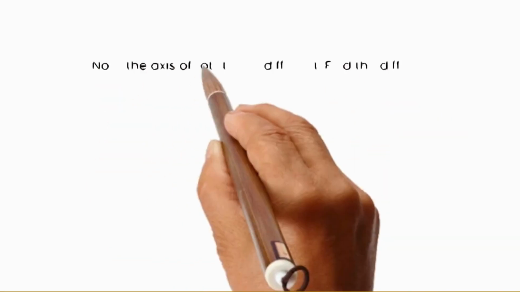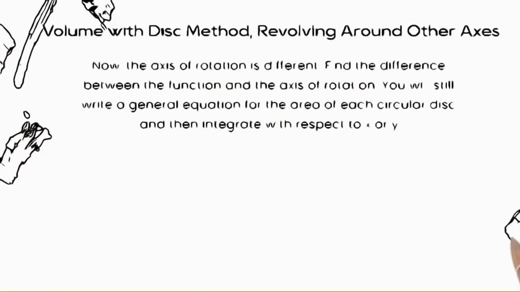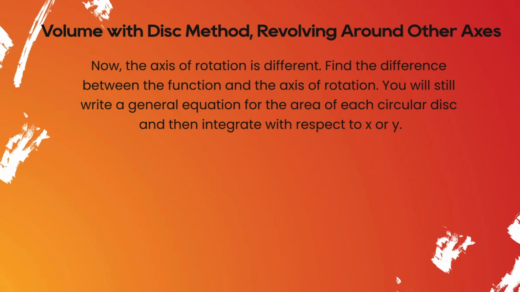Now sometimes the axis of rotation is different. It's not always going to be the x and the y axis. So now you simply find the difference between the function and the new axis of rotation, and then you will still write a general equation for the area of each circular disk, and then integrate with respect to x if you're revolving around an axis that's parallel to the x-axis, or integrate with respect to y if you're revolving around an axis that's parallel to the y-axis.